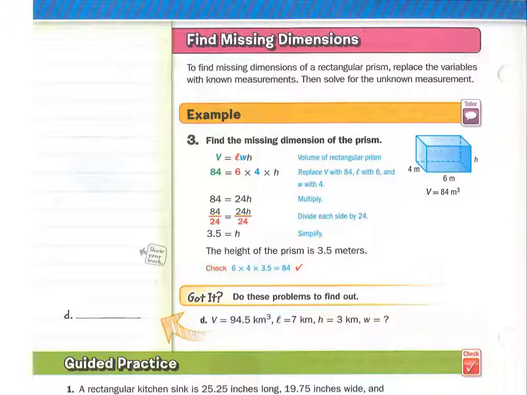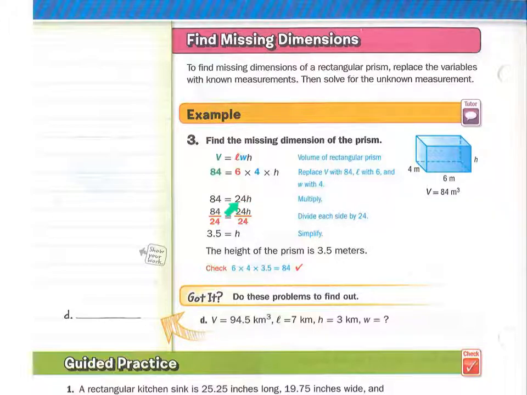So we fill in everything we know. 84 equals 6 times 4 times h, which we do not know. So let's go ahead and multiply what we have. 84 equals 24h. That makes sense. Now remember, just like we taught you when we were finding the area of a trapezoid, if you have something like this, 24h, that simply means 24 times h.